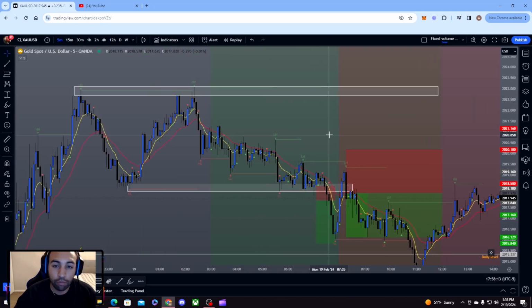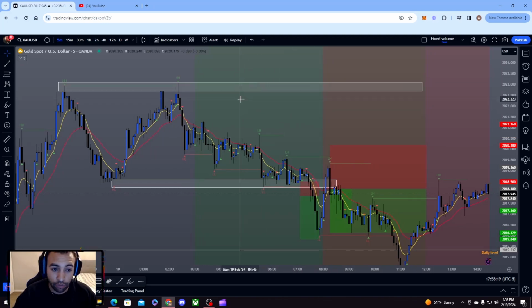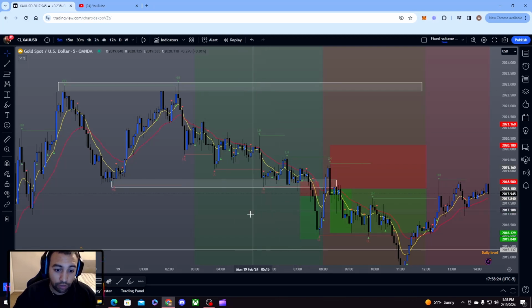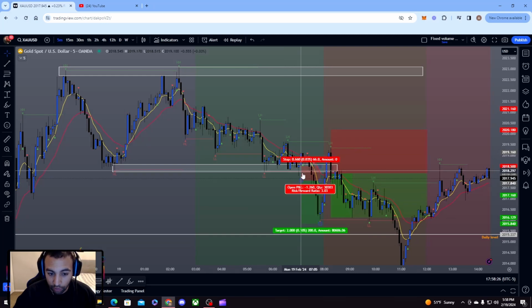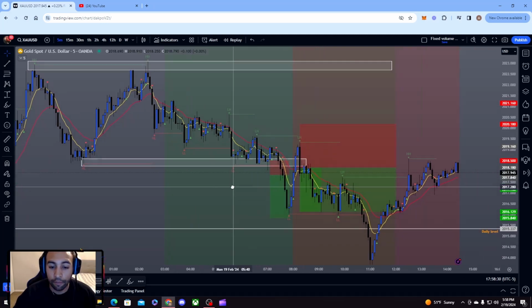As always, I mark the previous daily highs and lows, yesterday's highs and lows, and then I go down to the 5-minute and find my scalping levels, which were these two levels right here. So buys above here, sells below here, and that's exactly what I did. I sold below my area of interest.